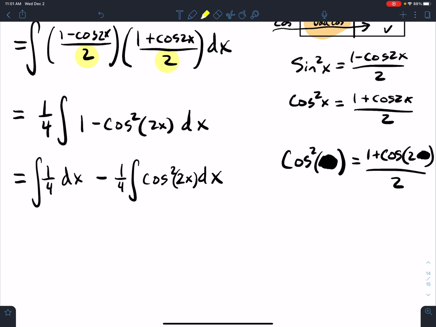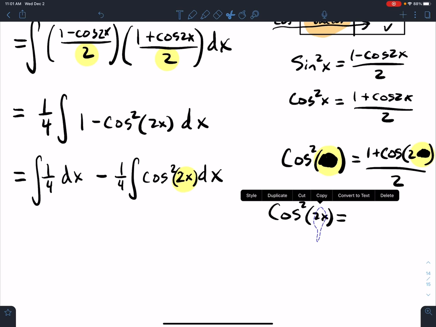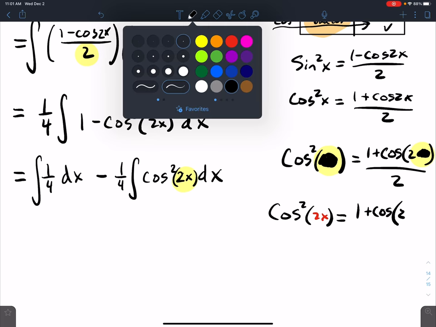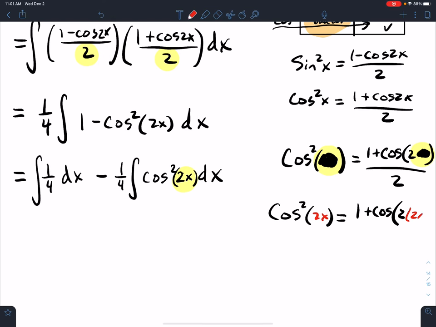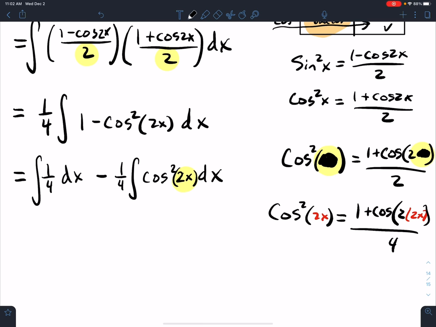Now, what does the stuff happen to be here? The stuff happens to be 2x. So what is the cosine squared of 2x? This is equal to, and I'm using "stuff" here for a reason because it's a little bit different. I'm going to use a different color. Hopefully that'll help. So this is 1 plus cosine of 2 times the stuff. Well, what is the stuff? It's 2x, right? Over 2.